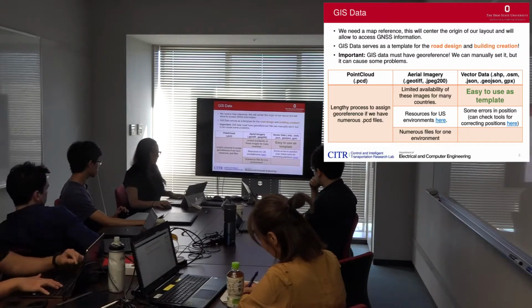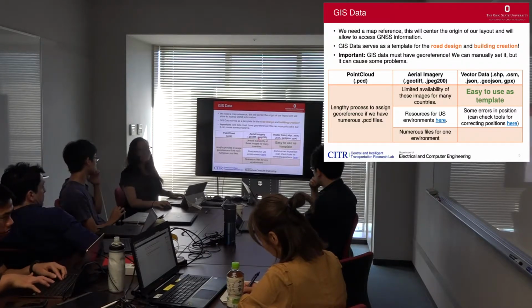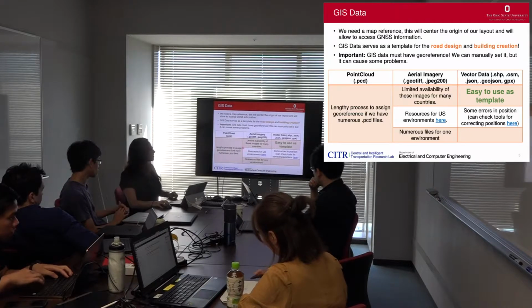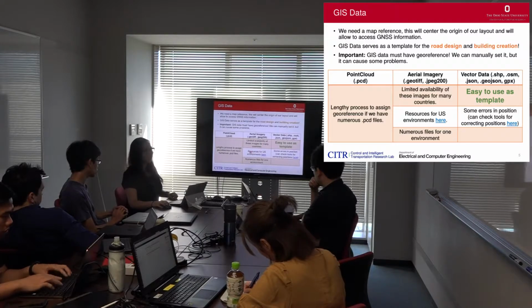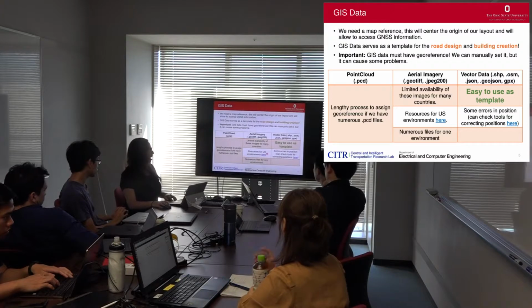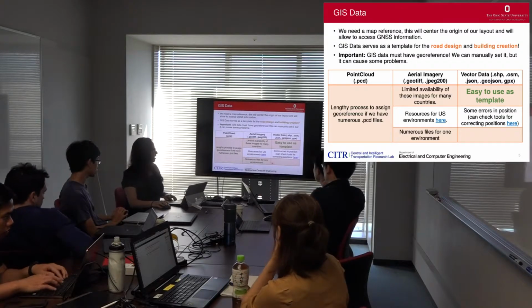Then we have the aerial imagery. Aerial imagery is very good, works very well. The problem is that there are a lot of resources for US environments that I have used before. So I haven't found any for Japan. I don't know where they are, maybe there are, but maybe not open source. So yeah, I haven't used this on this occasion.